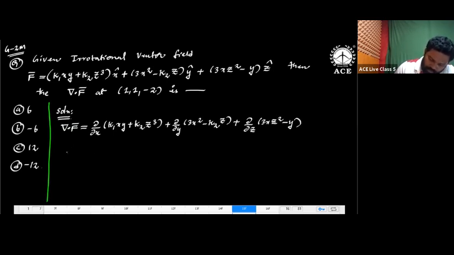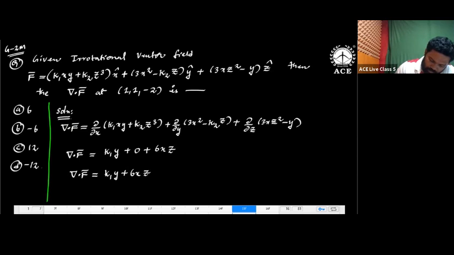What is the divergence of F? Here it is K1·y plus 0 plus 6xz. So the divergence of F is equal to K1·y plus 6xz.